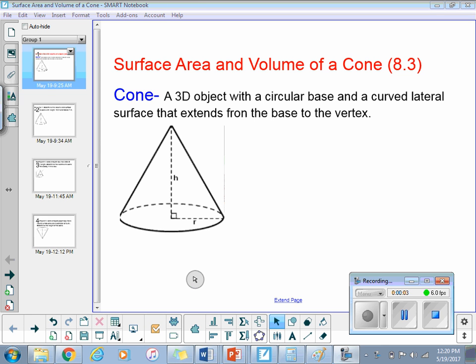So we're going to look at the surface area and volume of a cone in this lesson. Honestly, it's not too bad if you take a look at your pink sheet and find the equation for it. Let's write that equation here.